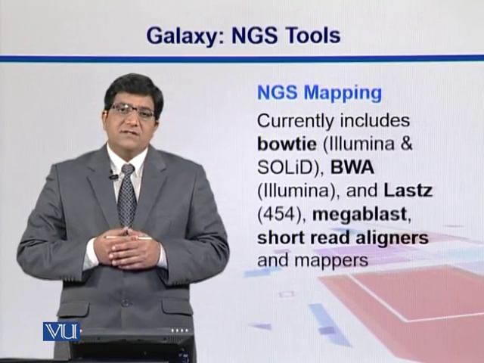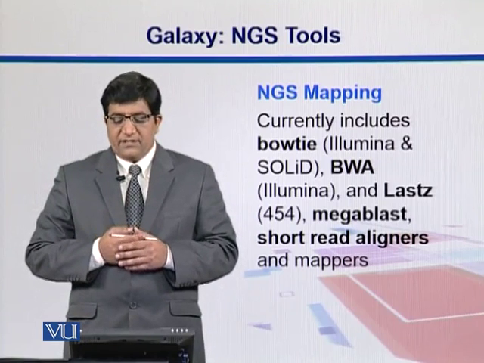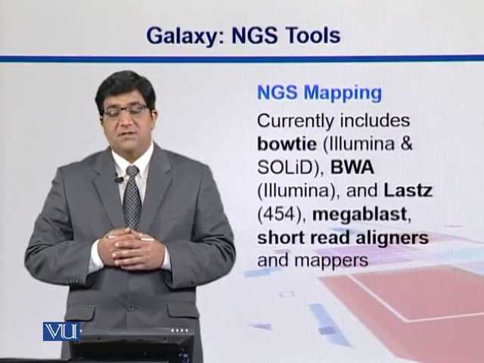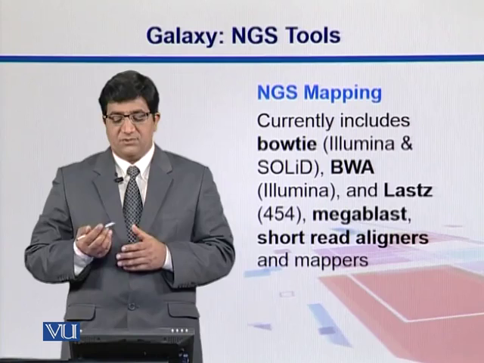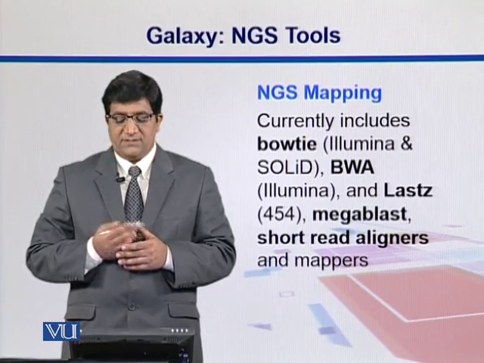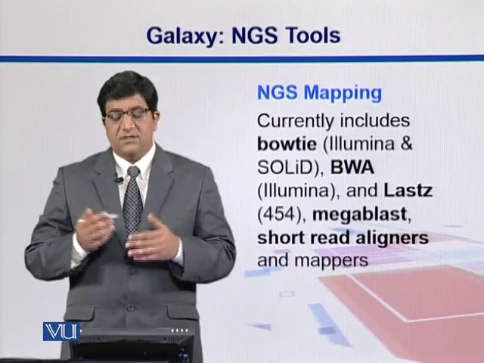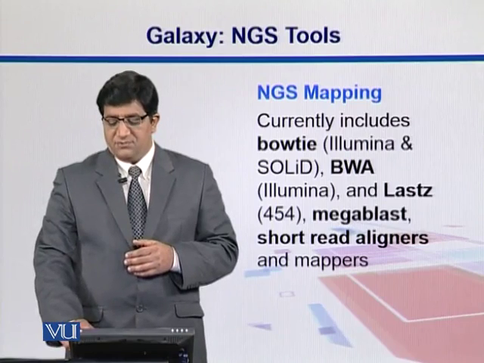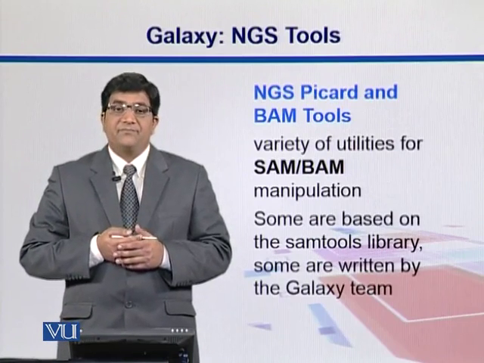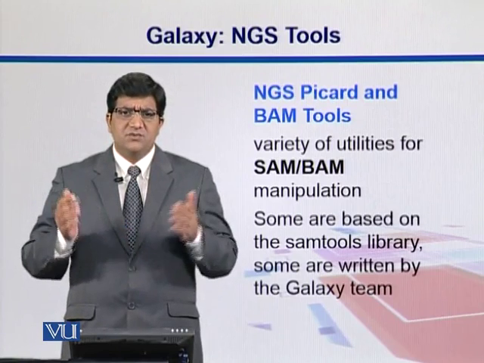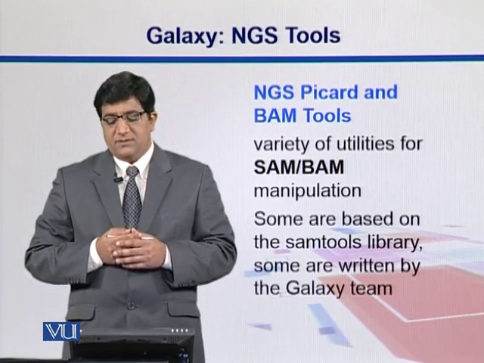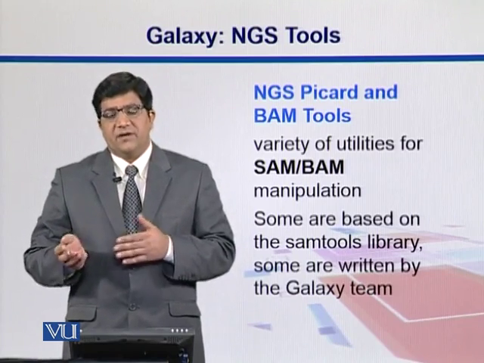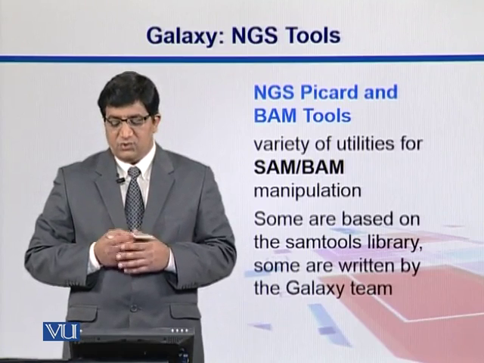As far as mapping is concerned, there are some aligners which are also available in this package. There is one which is most famous, Bowtie, that aligns Illumina and SOLiD reads. And there is BWA, there is LASTZ, MegaBlast, and there are also some short read aligners and mappers which are available. Bowtie is the most famously used software. In addition to that, it has a toolkit called NGS Picard, that converts between different output formats and interplays between SAM and BAM files. So you can explore them also.